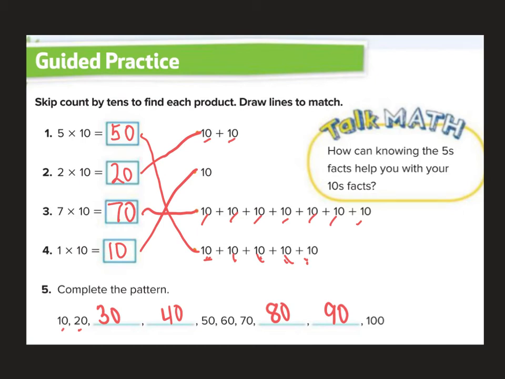Okay. How can knowing the 5's facts help you with your 10's facts? Well, because every other 5's fact is a 10 fact, isn't it? So if I go 5, 10, 15, 20, 25, 30, every other one is a 10. 10, 20, 30. I guess that's what I would say.